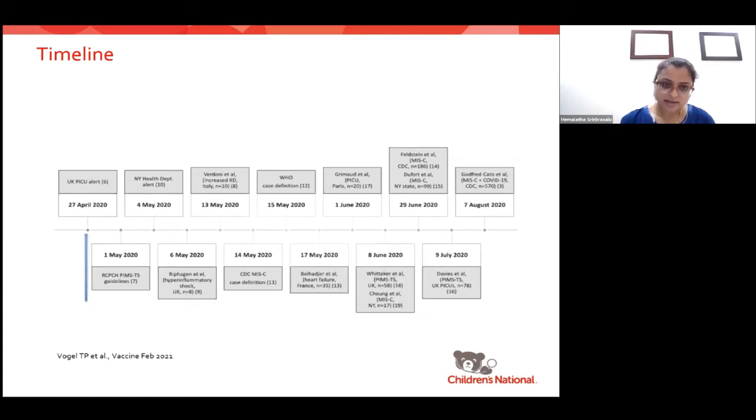The first case at Children's National was diagnosed on April 27th of 2020. Around the same time, the UK PHE alert came out. Within a matter of weeks, Children's National was able to put together a multidisciplinary MIS-C task force with representation from various subspecialties. And we were able to establish our treatment algorithm by the 20th of May, before the ACR guidelines came out. Having a standardized method for evaluation and management of MIS-C patients has served us well.